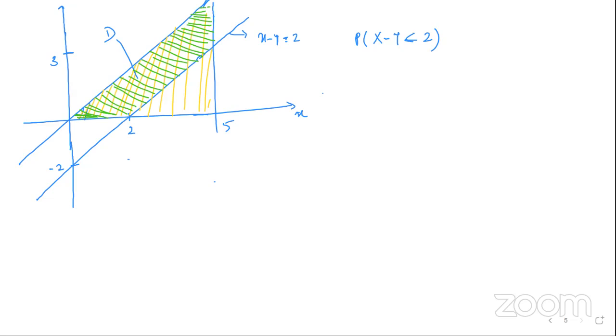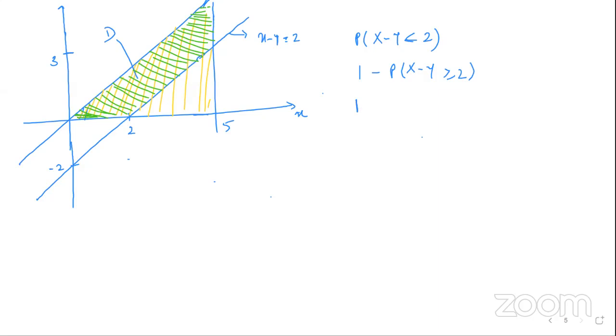Now, let's say I want to do this from 1 minus probability x minus y greater than or equal to 2. So I can try to find the probability for this yellow shaded region. Okay. So once I do it, yes.